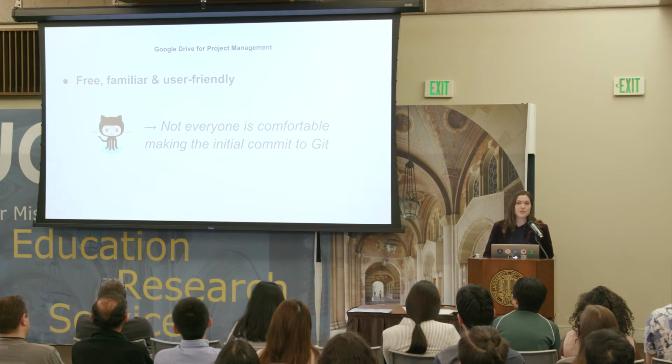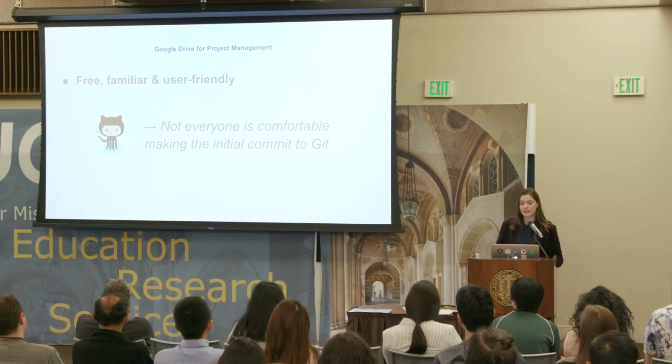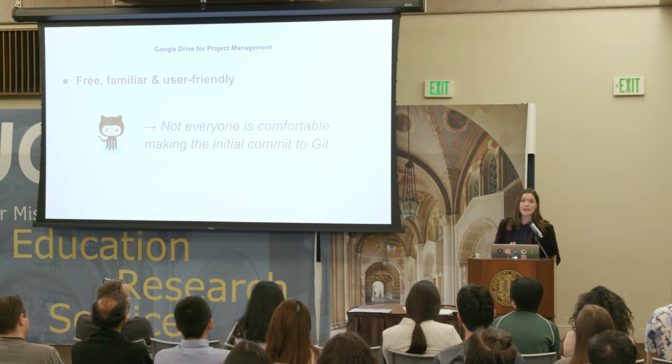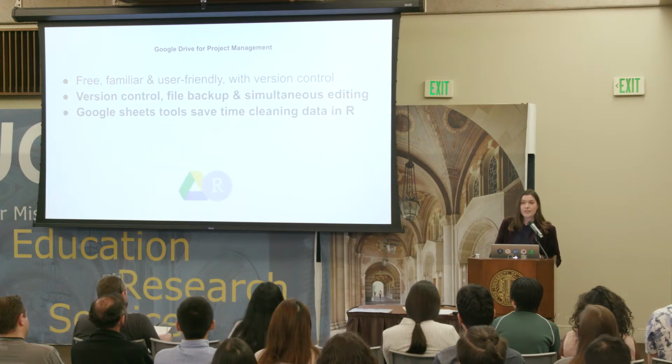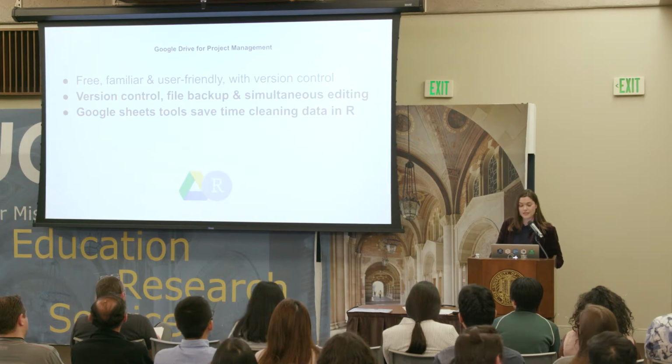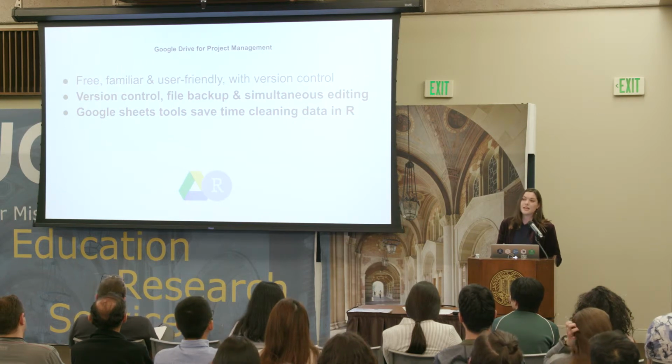So that's where we turn to using Google Drive. And we use Google Drive because it is free, it is user-friendly, and it's really familiar with these students. Not everyone's comfortable making the commit to Git, not even my advisor, who's worked in the field for 2 decades. So I can't expect my undergraduates to feel okay with that. I can use Drive for version control, backing up my files and allowing my undergraduates to simultaneously edit these files. And Google Sheets has a lot of tools that we can use to save time cleaning data later on in R through upstream data management.